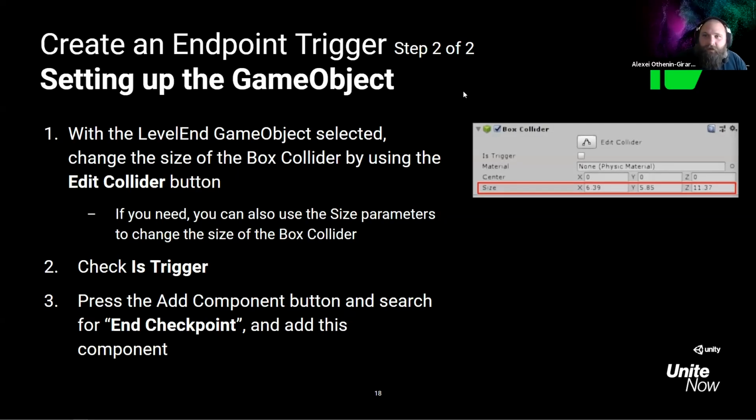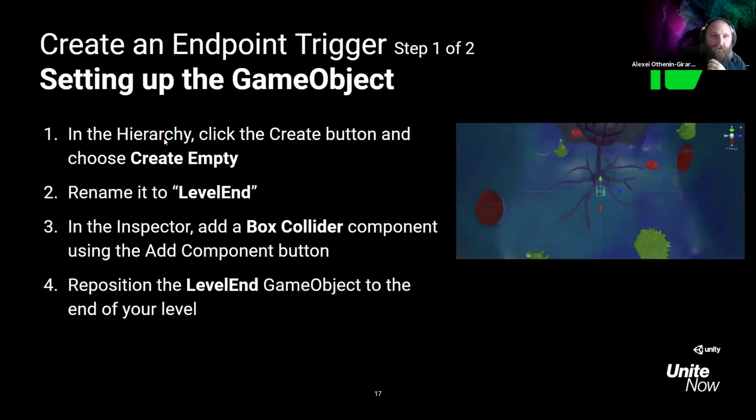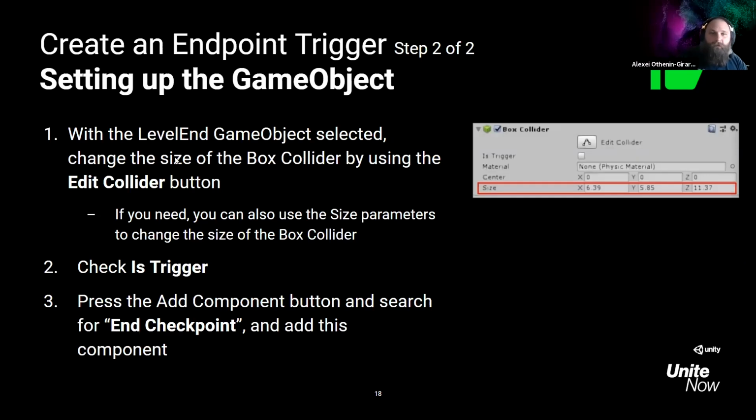QA looks good. Somebody asked where the level end object is. Remember that you're making the level end object. So we're going to start by making an empty object, renaming it to level end, adding a box collider component, and then moving that object to the end of your level. So you've created that level end object, and when it's moved to where you want it to be, you want to go ahead and edit the size of the collider if you need to, make sure that it's a trigger, and add that end checkpoint component.